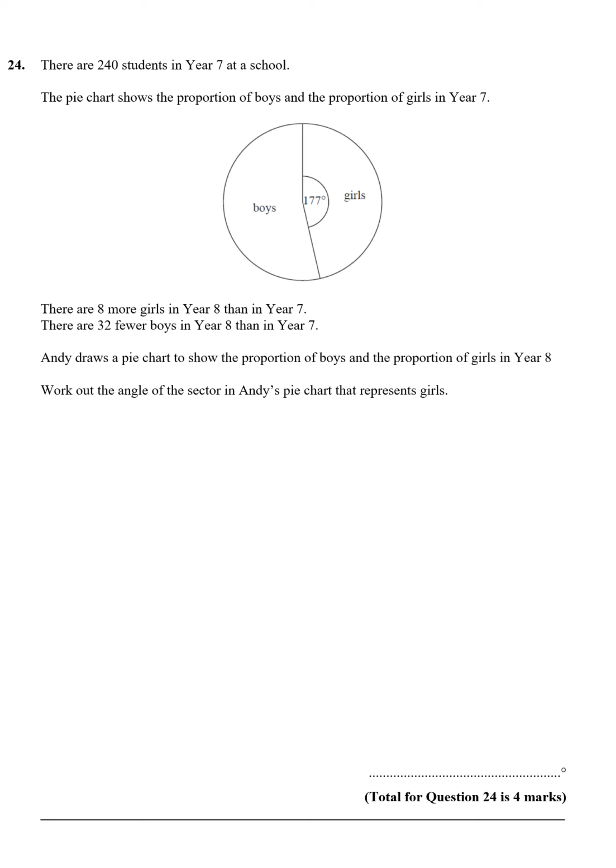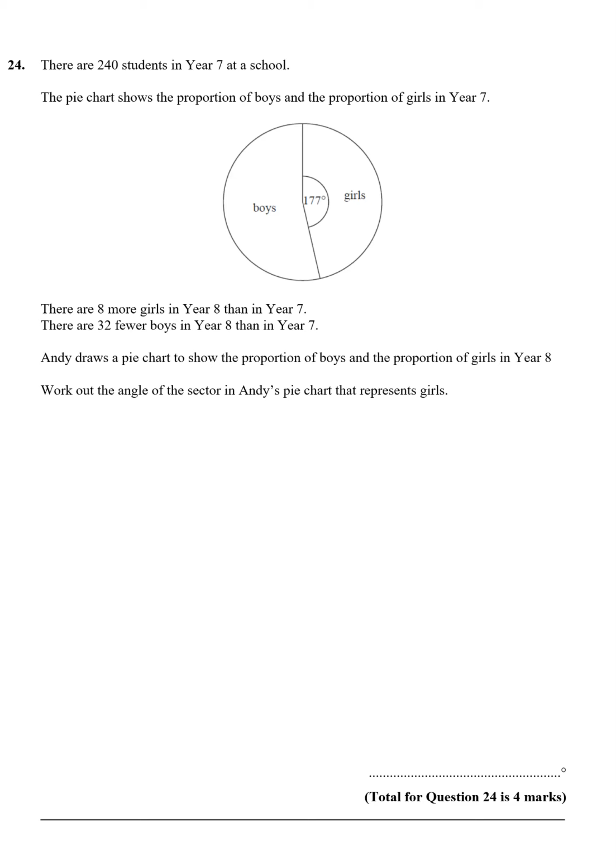Right, so we've got 240 students in Year 7. Pie chart shows proportion of boys and girls in Year 7. Okay, there are 8 more girls in Year 8 and 32 fewer boys. Andy draws a pie chart to show the proportion of boys and girls in Year 8. Work out the angle that Andy's going to use on his pie chart that represents girls.